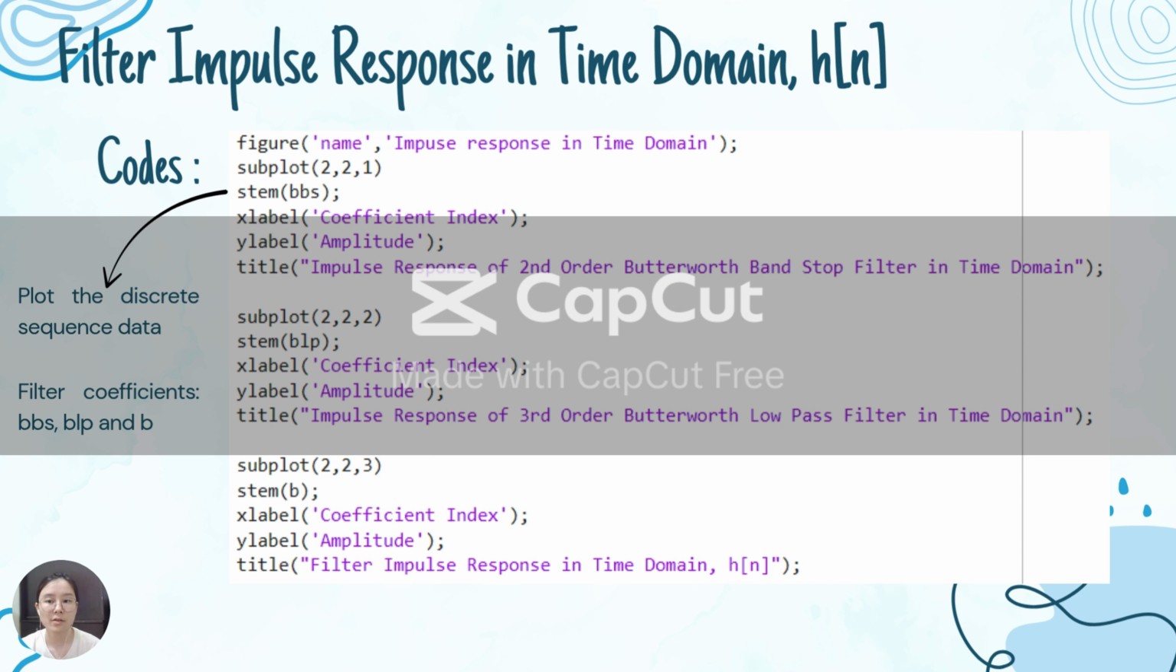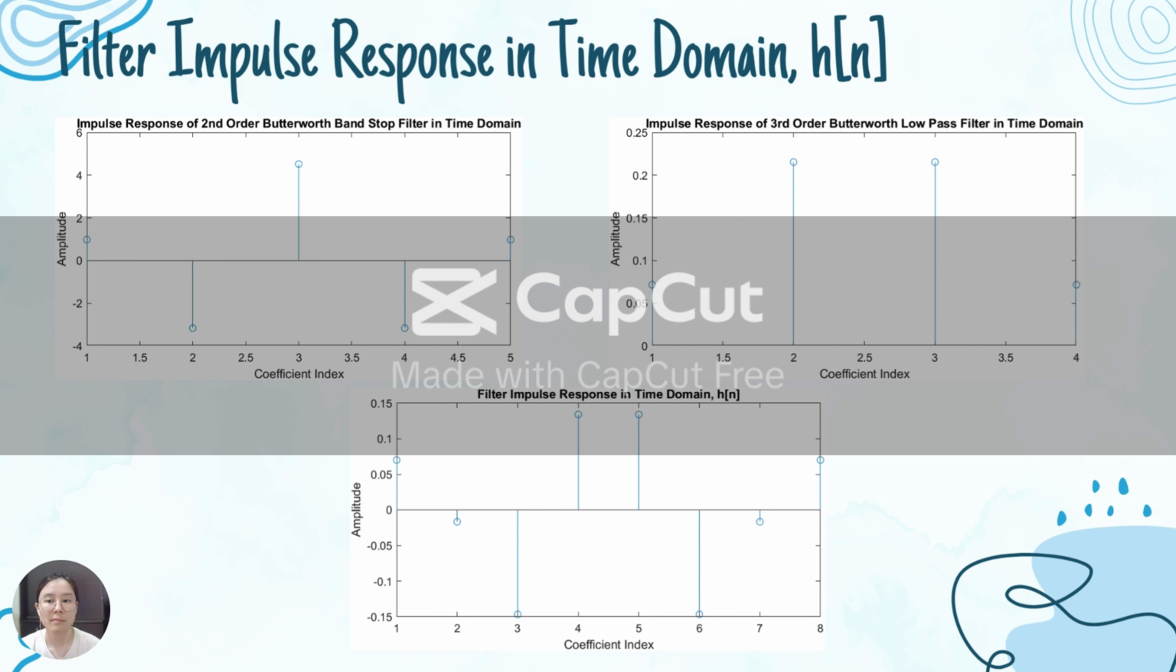Here is the code for the filter impulse response in the time domain. The stem function is used to plot the discrete sequence data. The BBS, BLB, and B are the filter coefficients of each filter. There are 3 plots of the filter impulse response in the time domain, which are the low-pass filter, bandstop filter, and the combined filter. The combined impulse response can also be obtained by convolving the individual impulse responses.